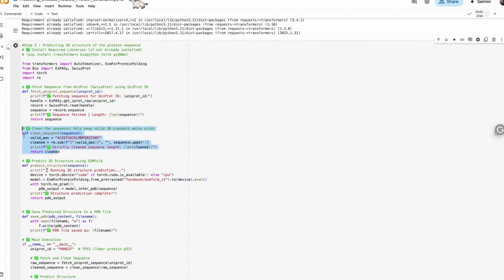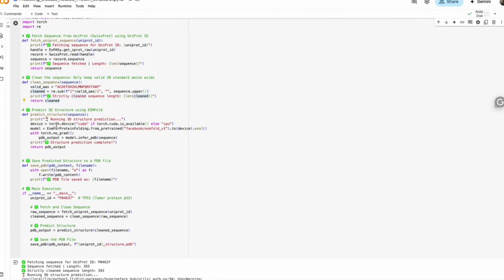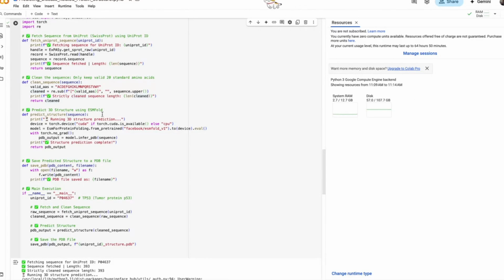So this particular function was performed as a pre-processing step, and once the protein has been pre-processed, I pass it to the predict structure function, where it predicts the 3D structure of that protein. This is the most essential and important part. What I'm doing here is running torch.device on CUDA. CUDA is basically using the GPU server. So in my Google Colab right now, it's running on system RAM and disk. But once I run this function, it will connect to my GPU server within Google Colab.